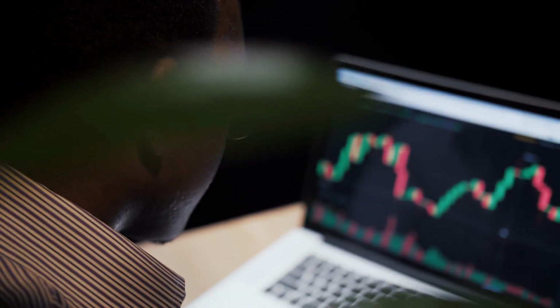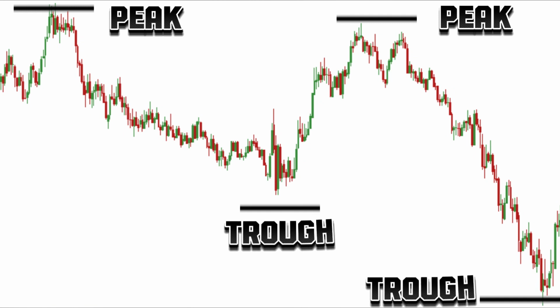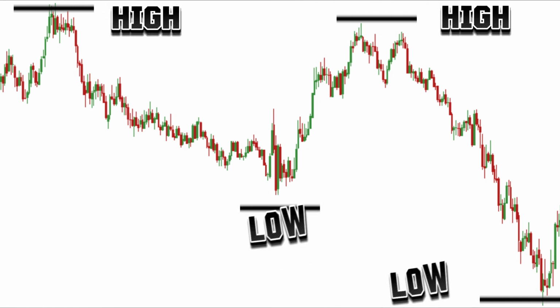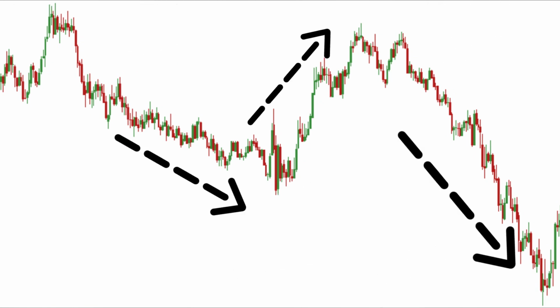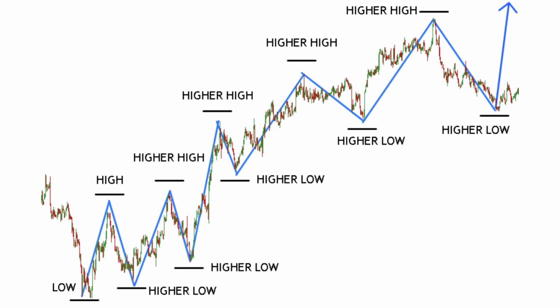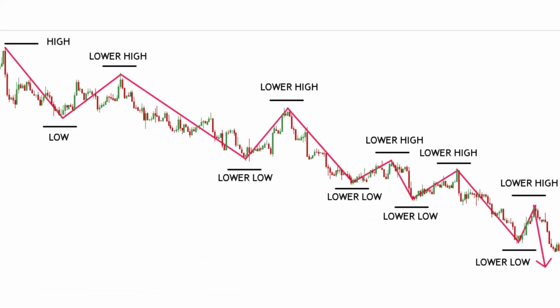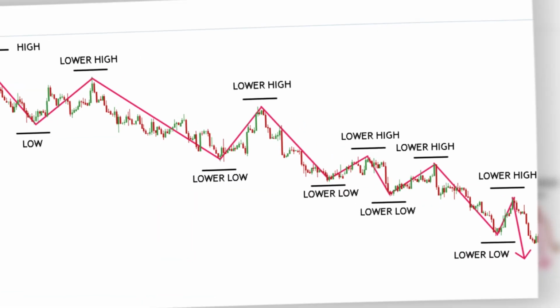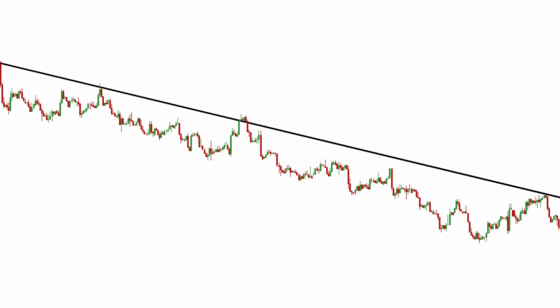Imagine looking at a chart and seeing a series of peaks and troughs. These represent the highs and lows of price movements, signaling the direction of the trend. In an uptrend, prices consistently form higher highs and higher lows, while in a downtrend, they form lower highs and lower lows. We can then draw a trend line after we identify the trend direction.